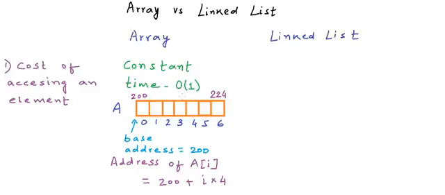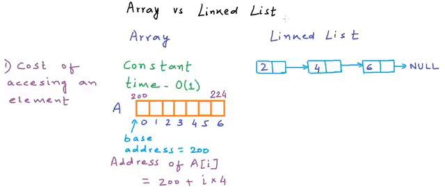Now in a linked list, data is not stored in a contiguous block of memory. So if we have a linked list, something like this, let's say a linked list of integers, then we have multiple blocks of memory at different addresses. Each block in the linked list is called a node, and each node has two fields, one to store the data and one to store the address of the next node. We call the second field the link field.